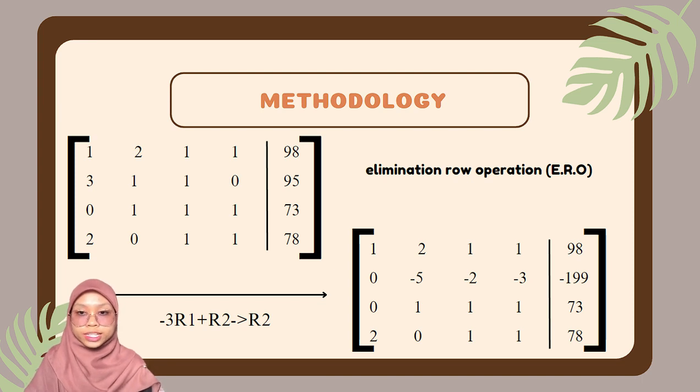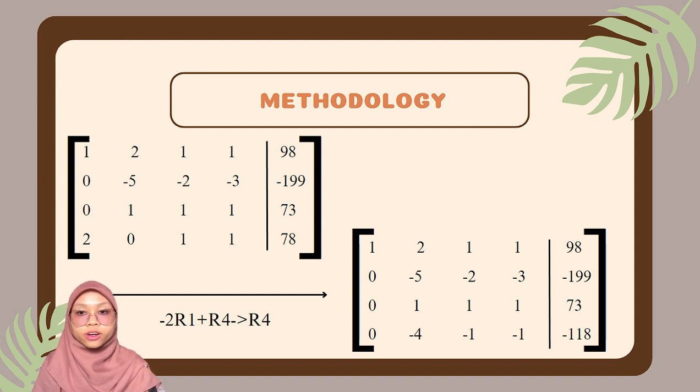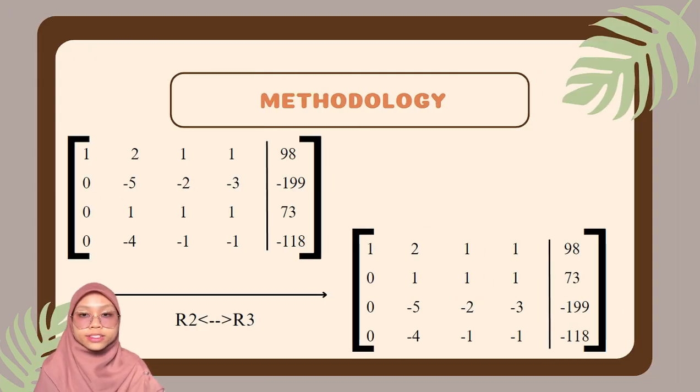First operation that we need to reduce 3 in row 2 is negative 3 R1 plus R2. Then we will get 0, negative 5, negative 2, negative 3, and negative 199 in row 2. Second operation to reduce 2 in row 4 is negative 2 R1 plus R4. Then we will get 0, negative 4, negative 1, negative 1, and negative 108 in row 4. Third operation, we exchange row 2 and row 3 to make row 2 have a leading one. Next, then we will explain the other step.